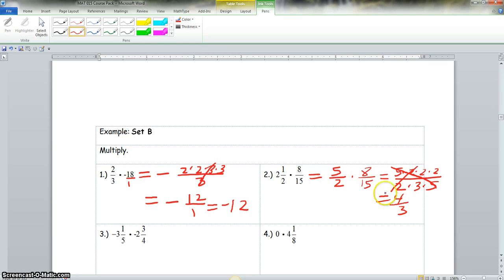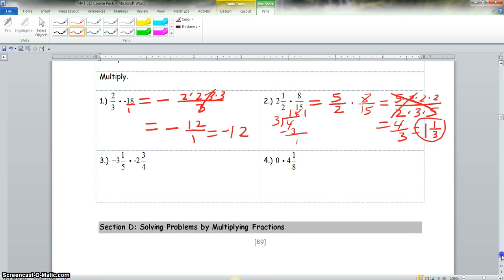Now we know that since we started off with a mixed number, we could change this 4/3 into a mixed number. So I'm going to go off to the side here and take 3 and a 4. 3 goes into 4 once, and you have a remainder of 1. So your final answer here will be 1. Your denominator will stay 3, and your numerator would be the remainder, which is 1. So your final answer here is 1 1/3.